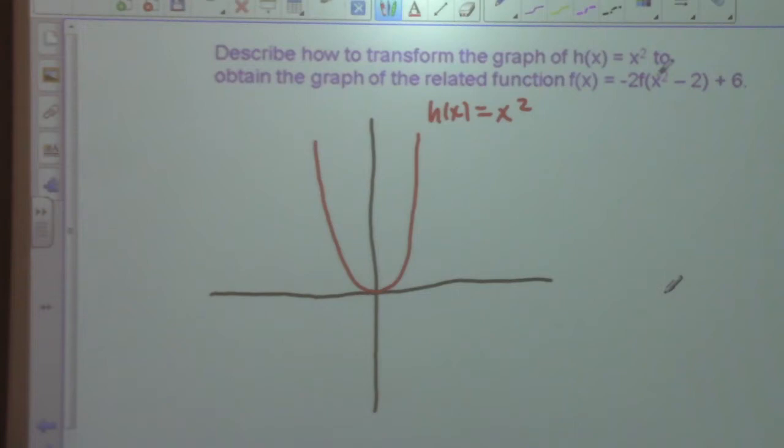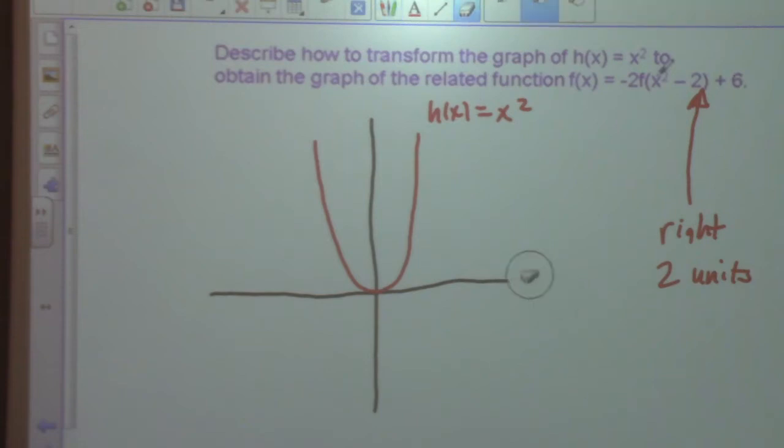Okay, you said to, what did you say, Randy? To the right 2, okay. She says it's going to move this thing to the right, so she says right 2 units. Okay, how did you come up with that? I think that's correct, but how did you come up with that? She said because negative 2 goes to the right.